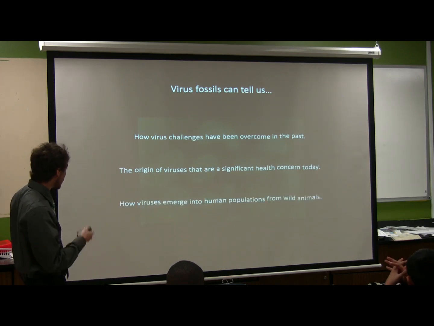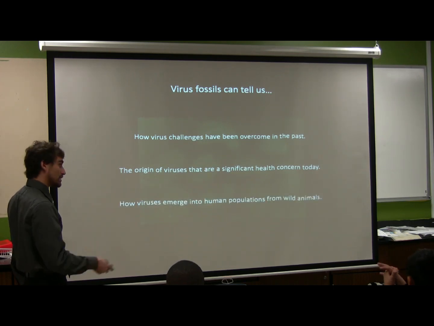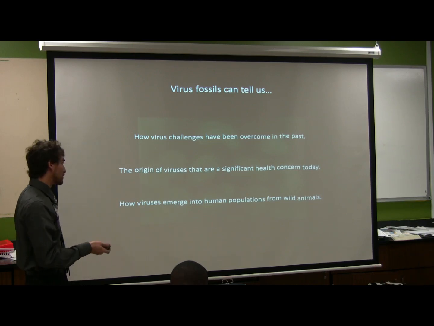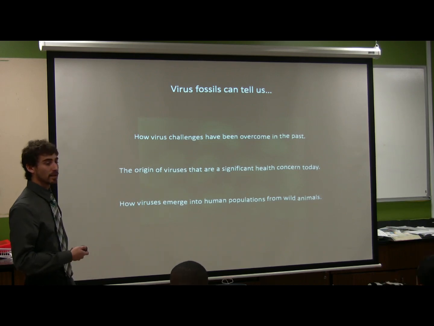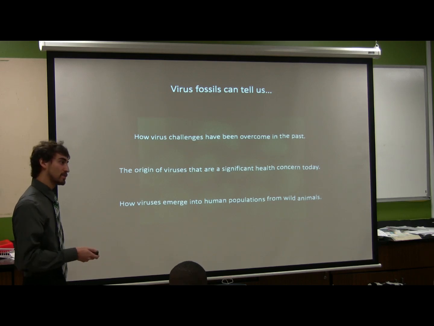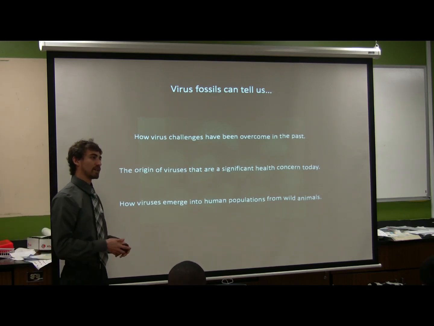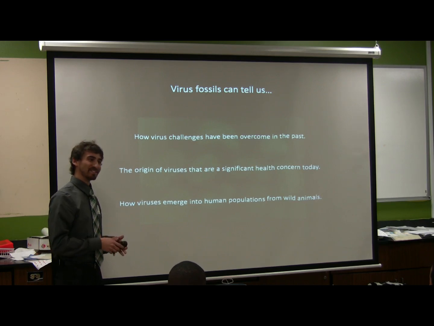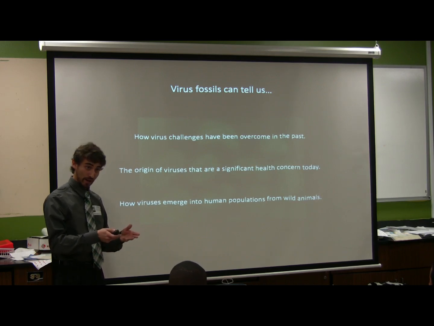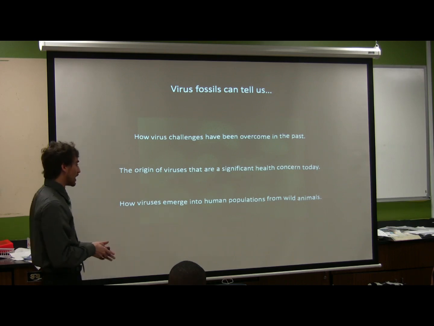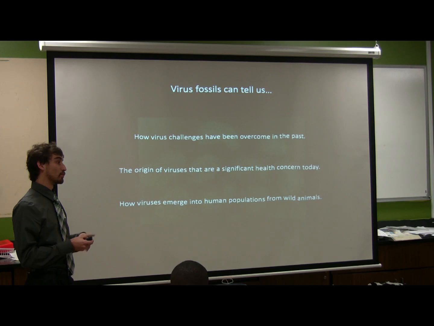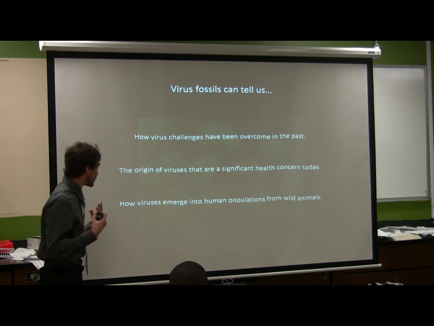The other thing is how viruses emerge, similar to, like you said, with Ebola, how viruses emerge into human populations from wild animals. These are known as cross-species transmissions, and it's very important to understand why they happen and where they're going to happen next. And so there's a lot of people that are doing something called viral forecasting, which is where we try and predict where the next pandemic is going to emerge.